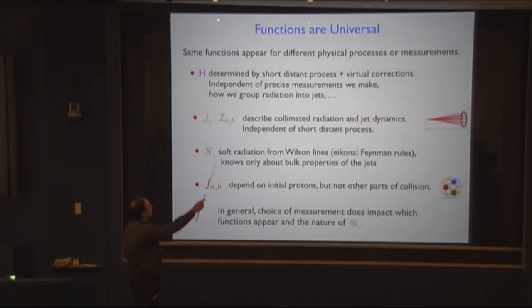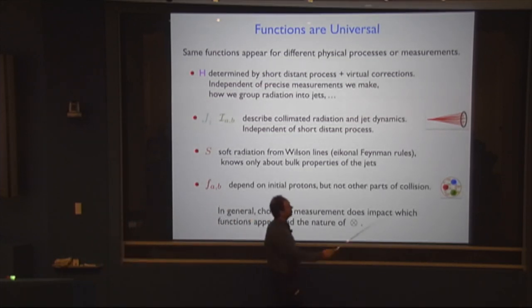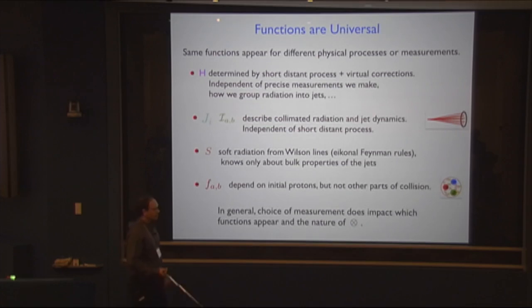Okay, these hard functions describe the short distance process. They're independent of the details of the measurements that you make on the final state jets, so that makes them universal. These jet functions only care about the jet dynamics. They don't care about the underlying hard process that produced the jet. They do depend on some of the things that you do with the jets subsequently, but they also have a universality to them. These soft radiations, I already said, only depend on the bulk properties of the jet, so they have a universality. And finally, these initial state parton distribution functions just depend on properties of the proton, which can be calculated independently of even doing a hard scattering process, so they also have universality.